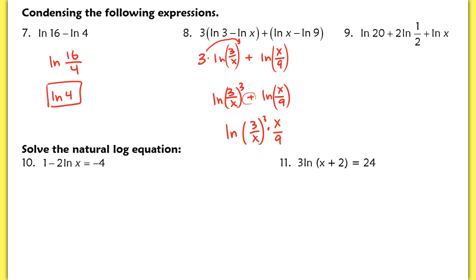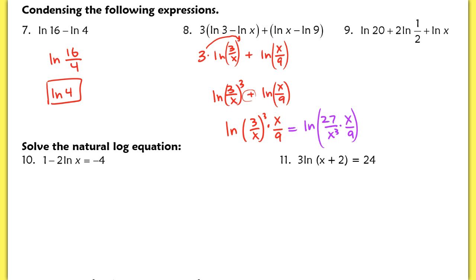So now I'm going to simplify here, and if I do that, I have the natural log of 27 over x cubed multiplied by x over 9. So to simplify here, I would cancel here. So I have, let's see, x goes in x cubed twice. I'm sorry, it leaves me with x squared. So I have the natural log of 3 over x squared. And that's as simplified as number 8 would get. Alright, I'd like you to try number 9, and then we're going to move on to solving some log equations.